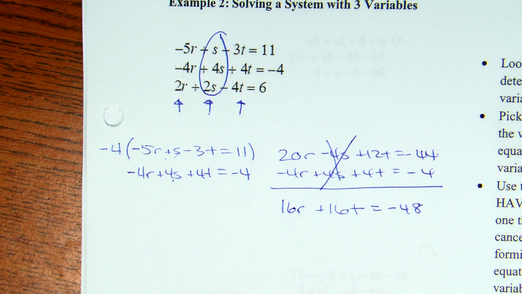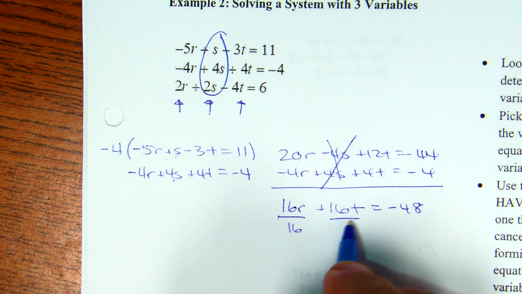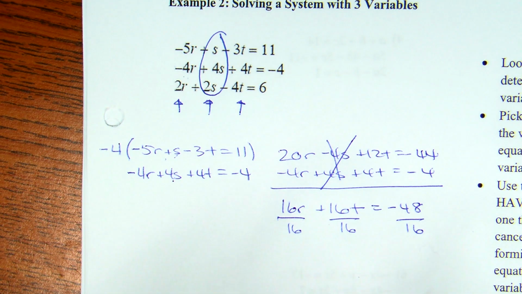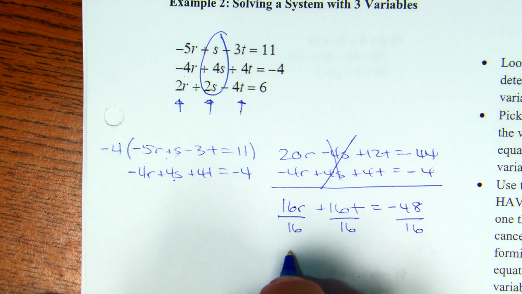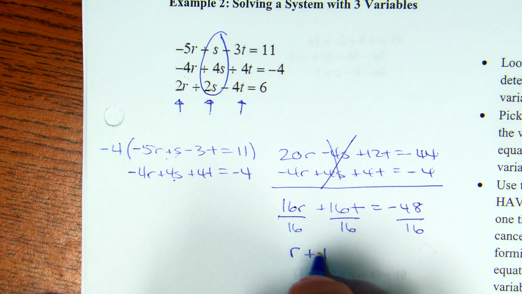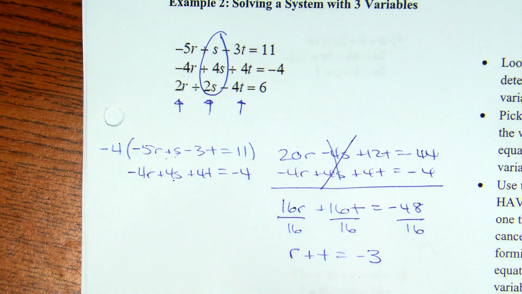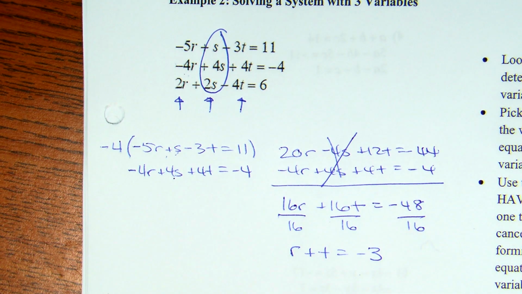Okay. Now, something we didn't talk about yesterday. Is there a number that goes into all three of those? 4, 8, double 8. 16 goes in all of them. You do not have to do it, but if you want, you can divide everything by 16. You are allowed to do that. That is up to you. So that's going to give me r plus t equals -3. The advantage is my numbers get smaller. That's completely up to you.